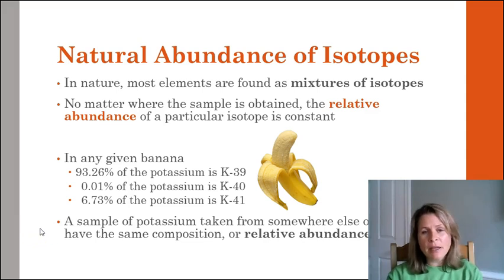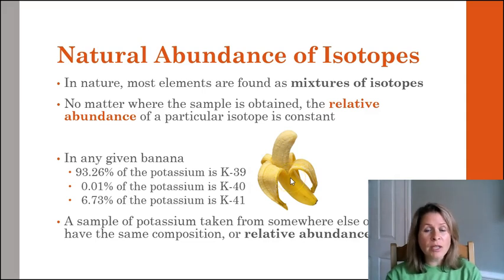If we take a banana, bananas are full of potassium, good for you. If you take a banana and look at that potassium, 93.26% of that potassium is going to be potassium 39. A very small fraction, 0.01% of potassium, is potassium 40. And then 6.73% of the potassium is going to be potassium 41. So we have a mixture of all 3 different isotopes that form the potassium that would be in this banana.